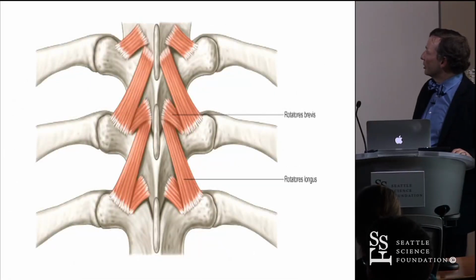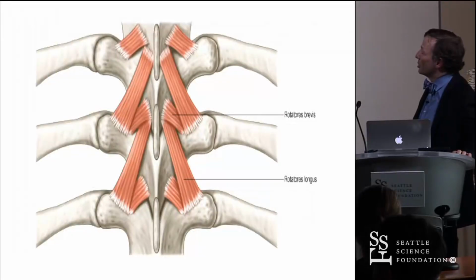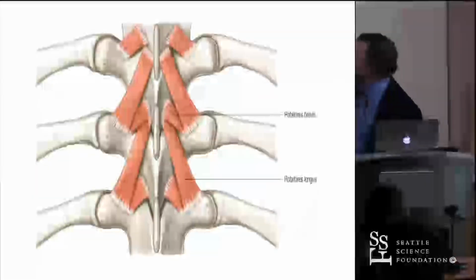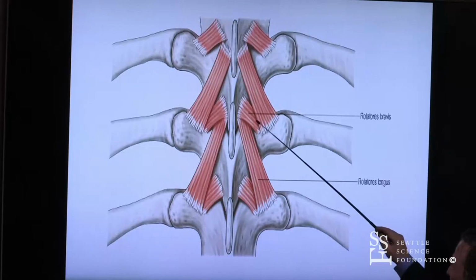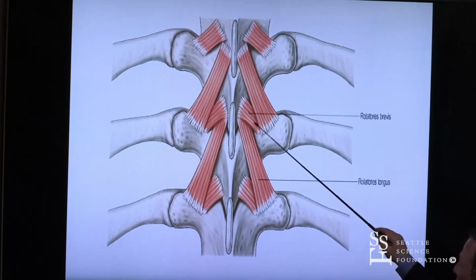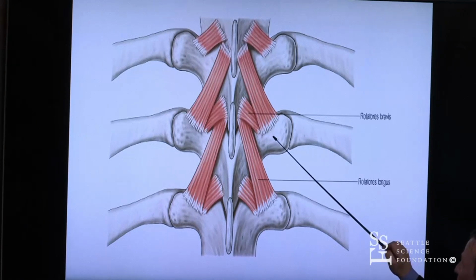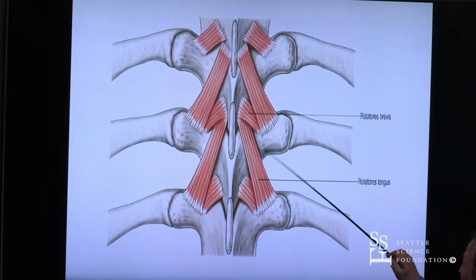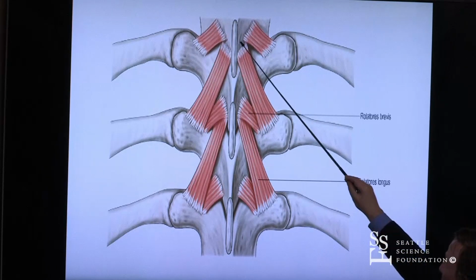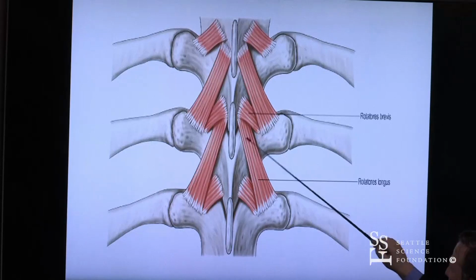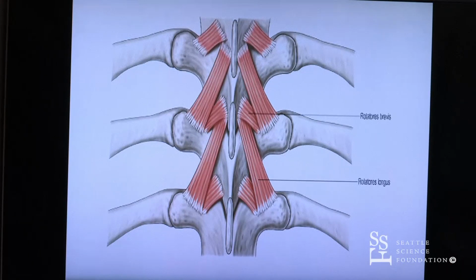A little blurry, but here's a good view of the rotatores muscles. The brevis, and I saw these in the lab this morning, are very small and short, and basically go from a vertebra below to a vertebra above, whereas the longus will skip a vertebra, right? So it'll go and cross an entire vertebra. Very small, the deepest layer right on the bone.